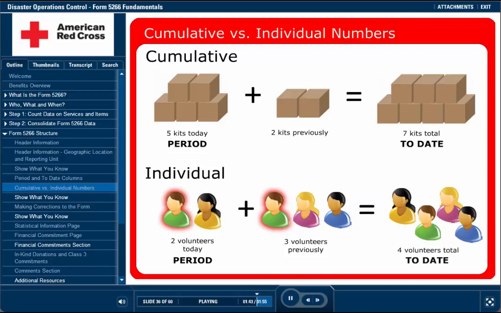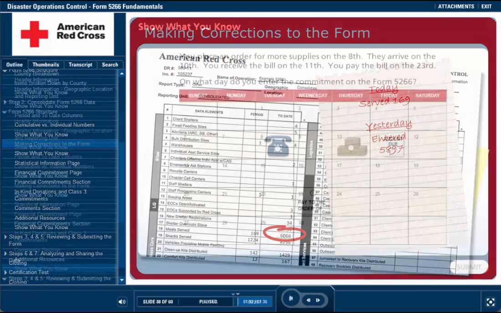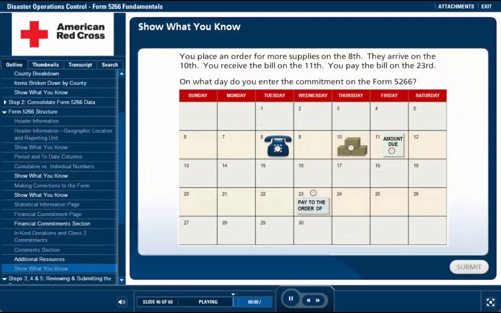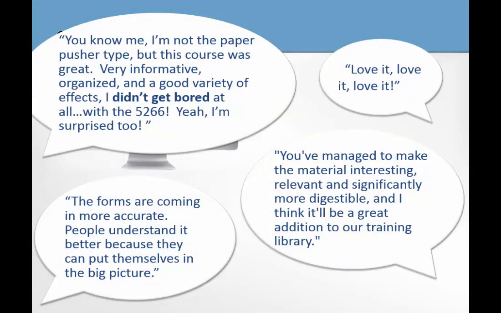Throughout the project, we worked with subject matter experts to make sure the information was clear, the examples were concrete, and that the overall tone made the form seem easy to fill out instead of confusing and intimidating. The course was a breath of fresh air for volunteers who, to be honest, probably weren't too excited about taking a 3-hour course on a form. And key stakeholders did note that errors went down as a result of the training.